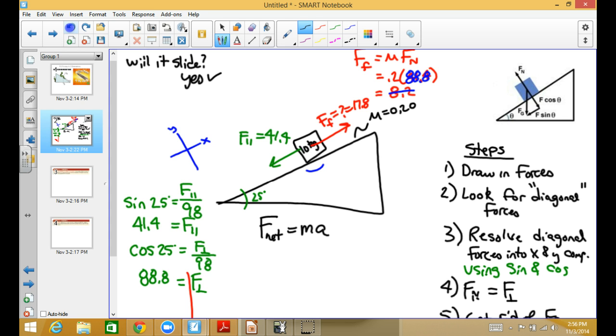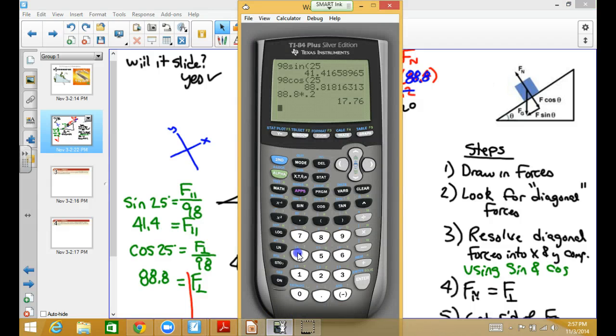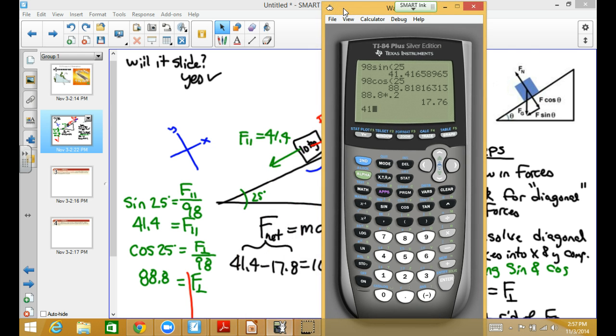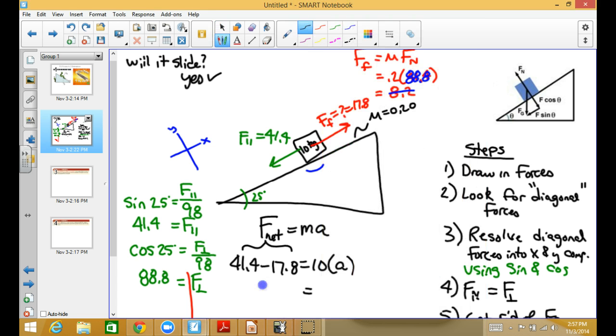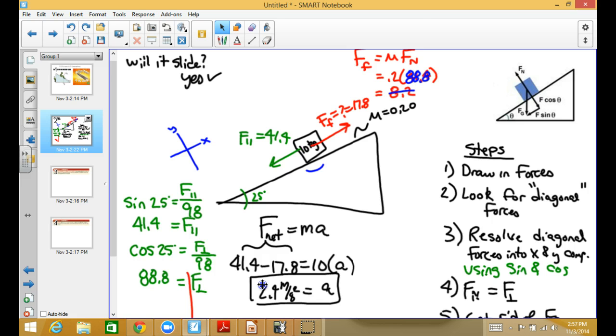I've got 41.4 pulling it downhill, and then I've got friction opposing me at 17.8. So you're going to pull out the calculator one more time. 41.4 minus 17.8. Now I'm going to divide it by 10, and it comes out to 2.4. Boom. So will it slide? Yes. It will slide accelerating this way, 2.4 meters per second squared.